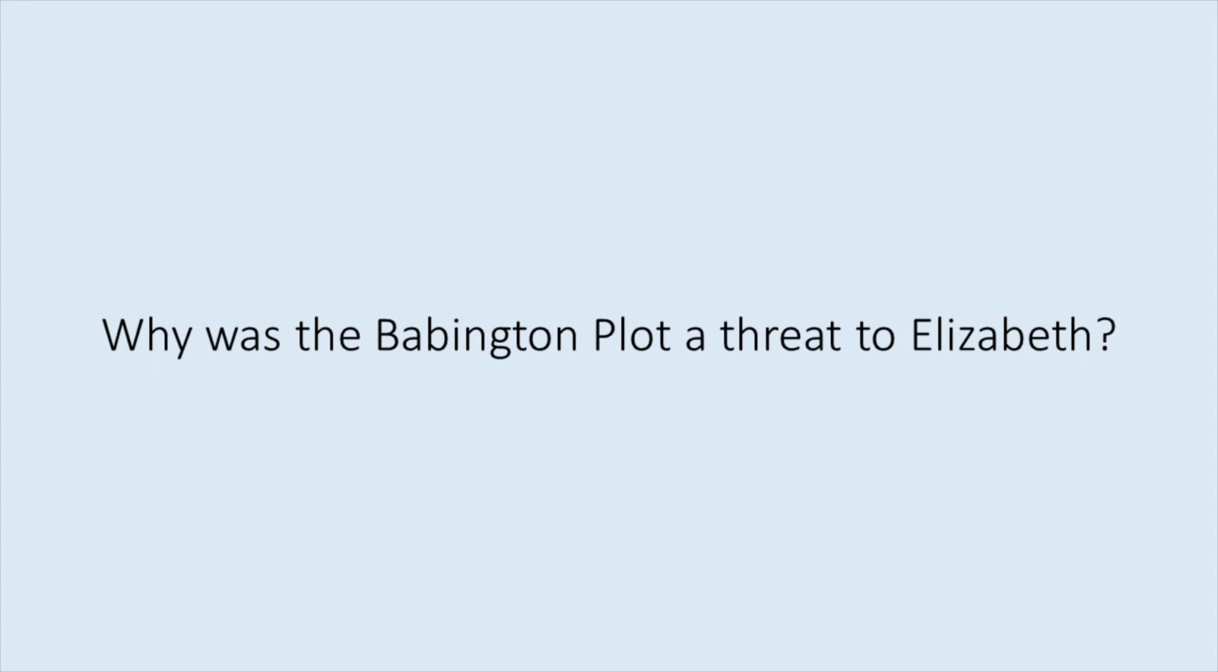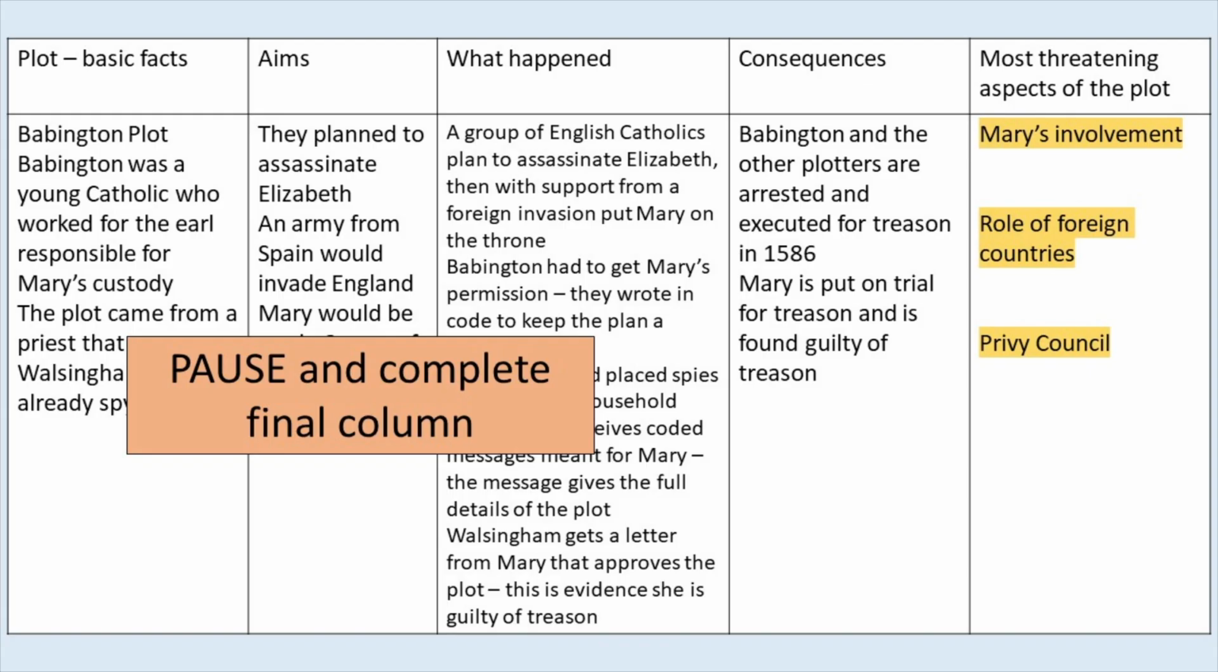Okay, you now need to complete the last column on your worksheet on what the most threatening aspects of the Babington plot were. To help you, I've added some prompts on the screen. Mary's involvement, the role of foreign countries, and the Privy Council.